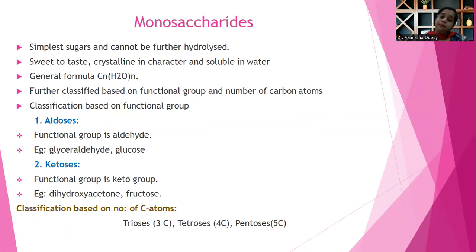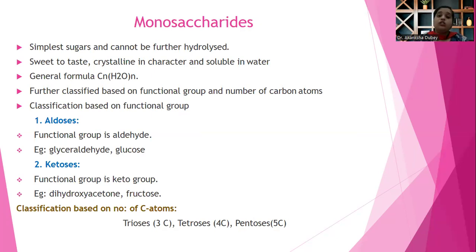As I told, it is the simplest sugar and cannot be further hydrolyzed. Its general formula is CnH2nOn. And again, this can be further classified based on the functional group. If it is polyhydroxyaldehyde, it is aldose. If the functional group is a keto group, it is ketose. Examples are glyceraldehyde for aldoses and dihydroxyacetone or fructose for ketoses.